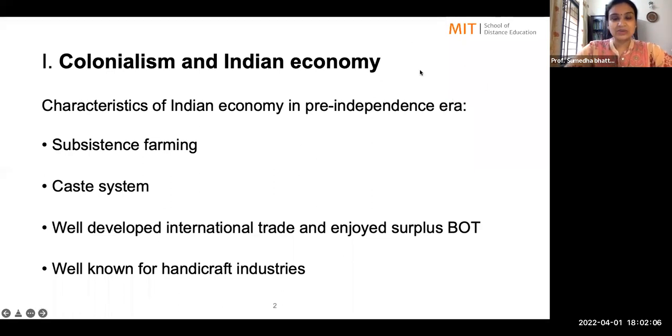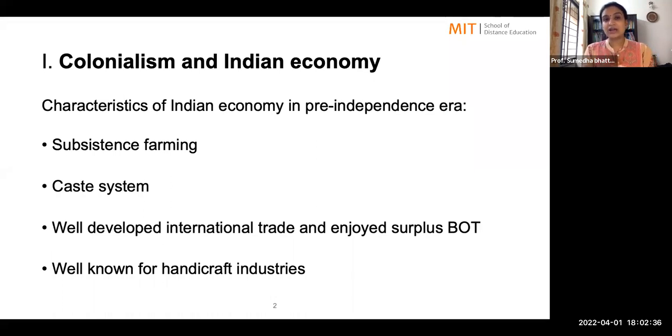So let us start with the first question: what are the features of Indian economy? The first module that we have is colonialism and Indian economy. The kind of Indian economy that we have today has got a lot to do with the policies that were adopted by the Britishers. In order to make a comparison of India before British rule and India after British rule, we'll get to know how disruptive the policies of Britishers were.